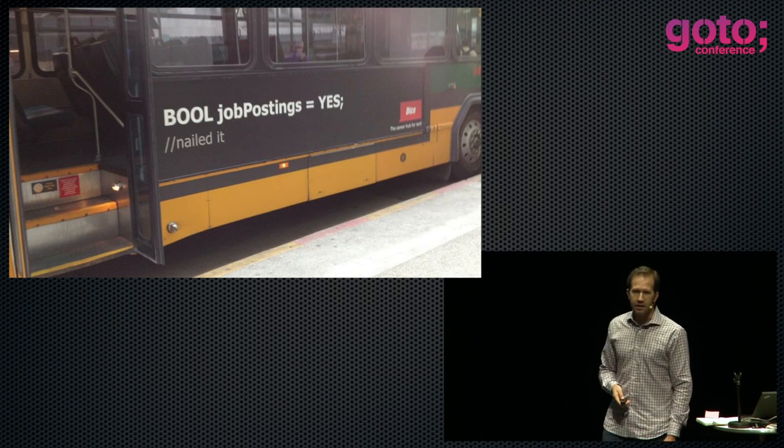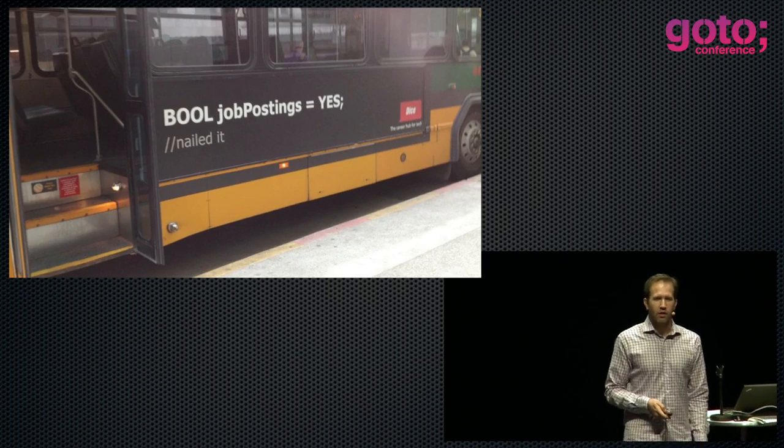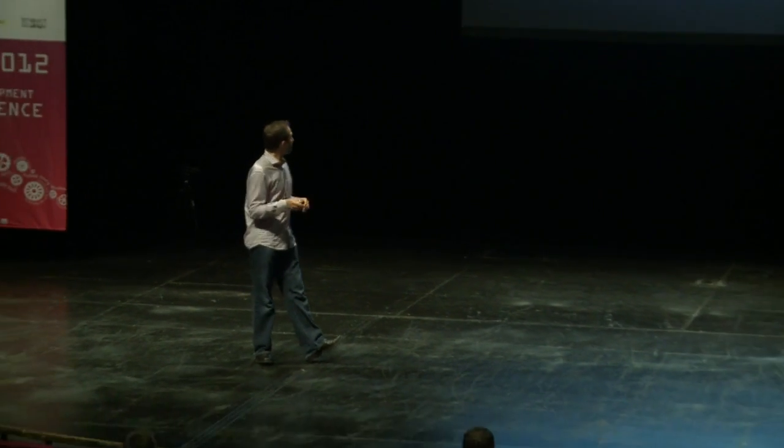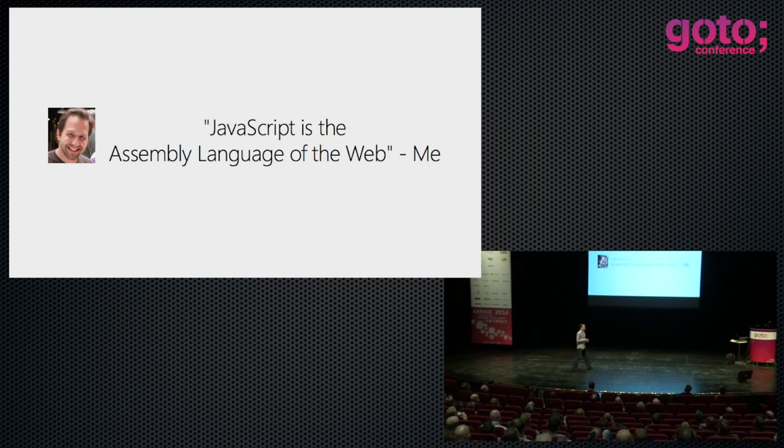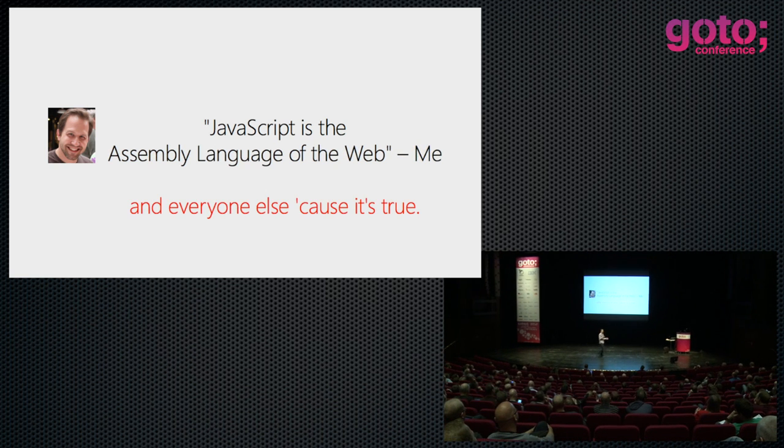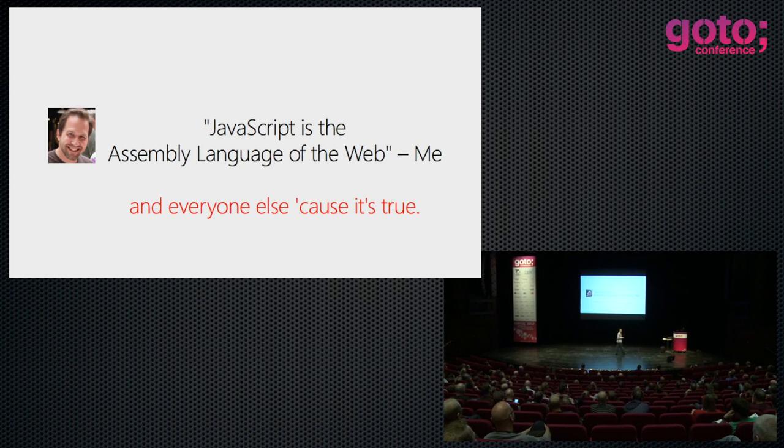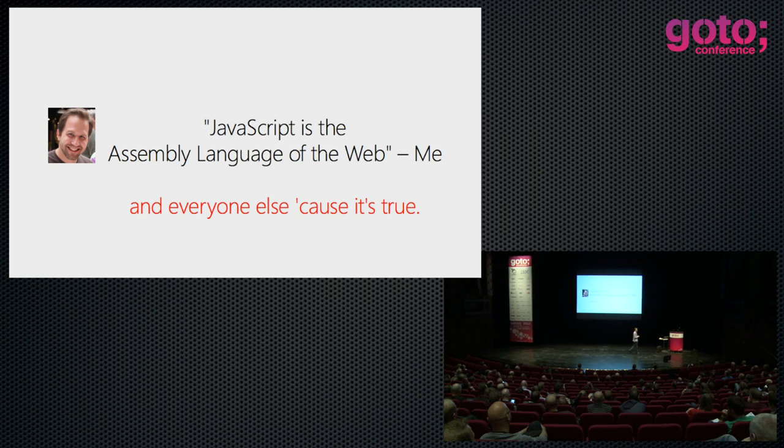Yeah, he did not nail it, in case anyone is confused at all. So we've got virtual machines, we've got complete implementations of other operating systems, we've got the ability to create full applications and bring them down with JavaScript. It's clearly the assembly language of the web. Who said that? Me. I said that. And everyone else said that also, because it's totally true. And anyone who doesn't think that it's true is just wrong.